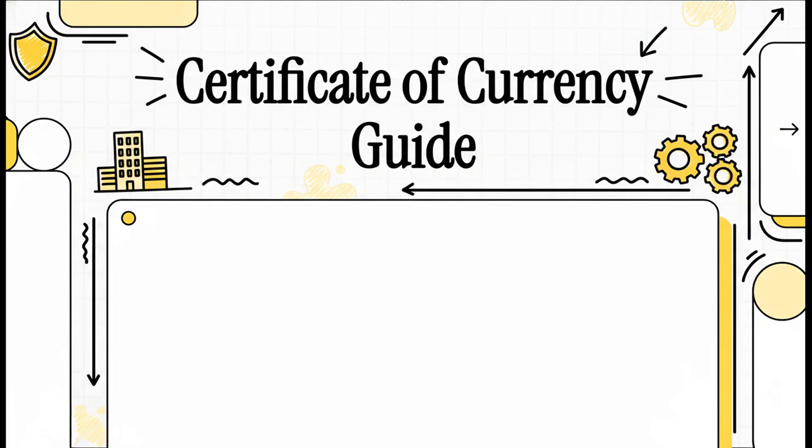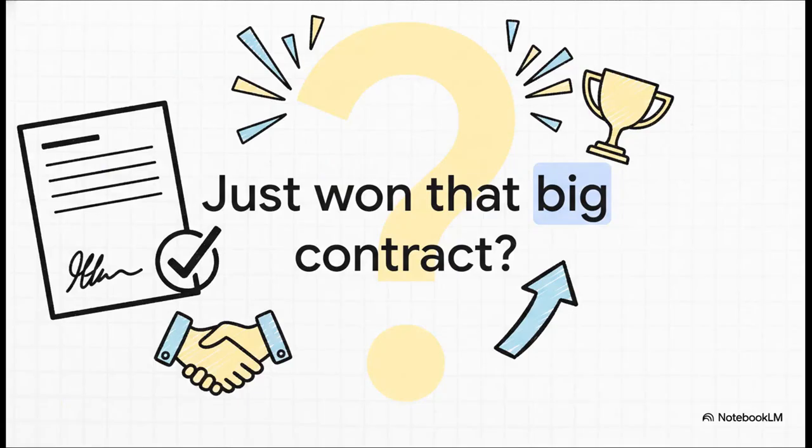So, if you run a business, there's this three-letter acronym that can pop up out of nowhere and just stop a brand new contract dead in its tracks. COC. It stands for Certificate of Currency. And yeah, it sounds a little intimidating, but trust me, it's actually your secret weapon. In this quick explainer, we're going to break down what it is and how you can use it to your advantage.